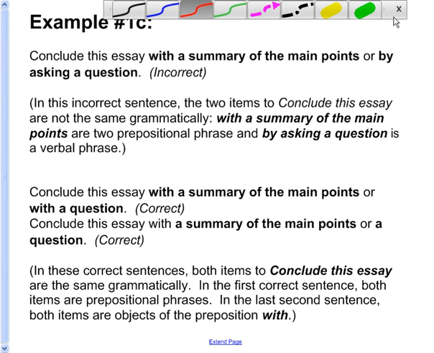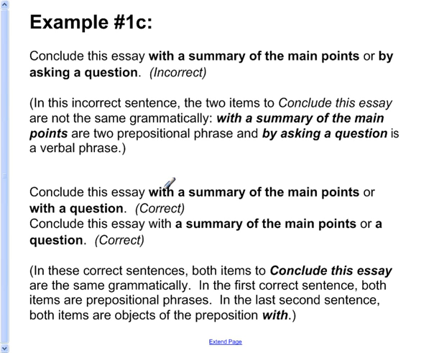So let's fix this sentence. Conclude this essay with a summary of the main points or with a question. Here, this is correct. This list of 2 items is in parallel. We have a prepositional phrase with a summary and of the main points, 2 prepositional phrases actually, and with a question. The second item in this list of 2 items is also a prepositional phrase.